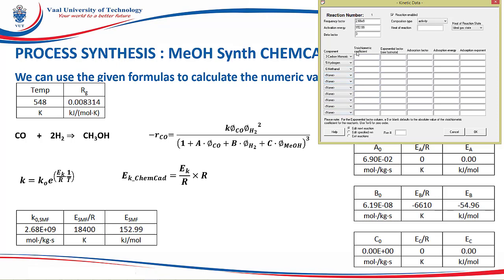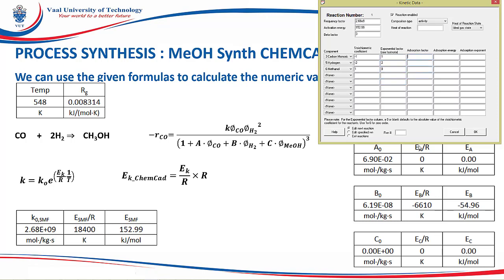And then the stoichiometric coefficients for the reactants, remember, they are given as negative. We have 1 mole of CO, so -1. We have 2 moles of hydrogen reacting, so that will be -2. And then we are forming 1 mole of methanol, that will be +1. The exponential factor in the reaction kinetic term, we have 1 for CO and 2 for hydrogen. So we'll have 1 and 2. For methanol it is 0. You can leave it blank.